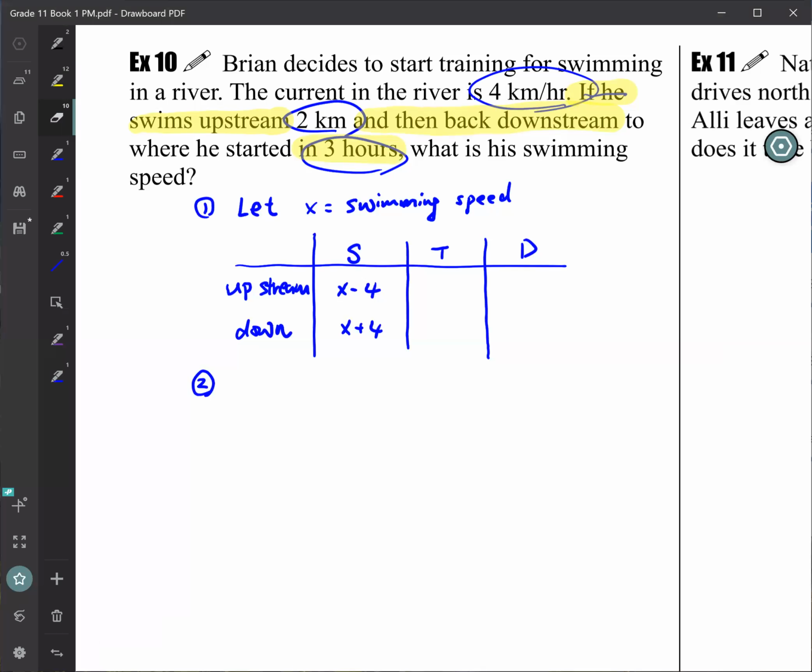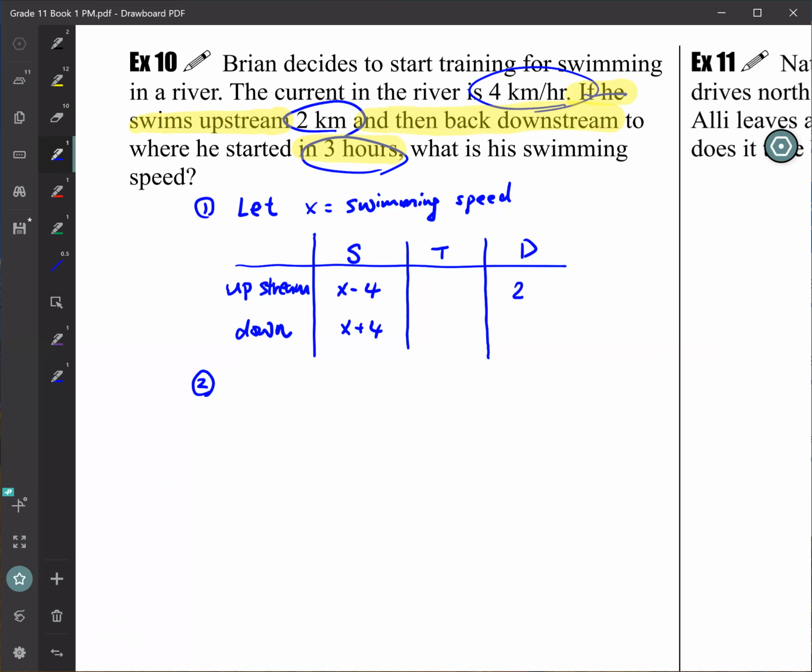Okay. So what should we fill in then? What's the other number we can fill in? 2. Yeah, 2 kilometer. Where do we put that? It's the distance. Yeah, it's the distance. Okay. Here he swims upstream 2 kilometers. So this one is clearly for the going up.